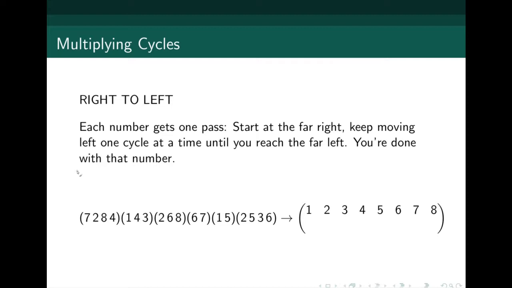The main idea to keep in your head while you're multiplying cycles is that it always goes right to left. We're going to start at the rightmost cycle and go one cycle at a time to the left until we reach the end. And how we're going to do this is one number at a time. So we're going to first think about what happens to the number 1 from right to left. Then what happens to the number 2 from right to left.